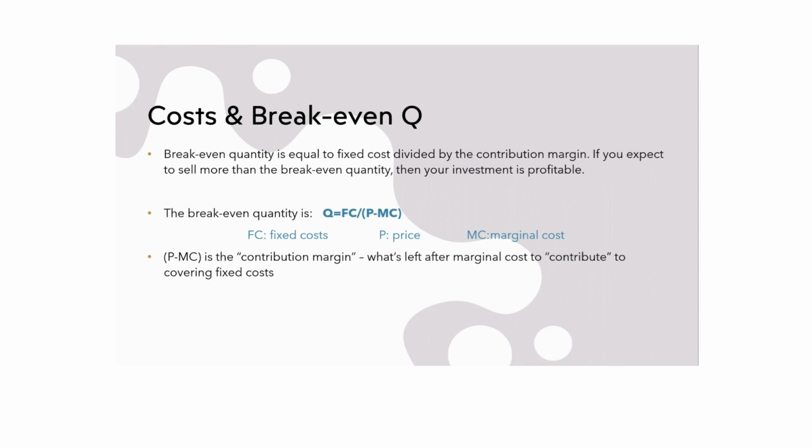What relationship exists between costs and break-even quantity? By the way, the break-even quantity is the level of production or output wherein the firm neither loses nor gains any profit. And the break-even quantity is computed using the formula: Quantity Q is equal to fixed cost FC divided by the contribution margin, which is price minus MC, or marginal cost.